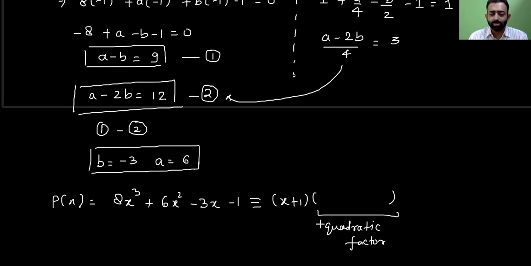Okay, now there are two ways to find out this quadratic factor. One is the long division method and another one is the shortcut method. I will go for the shortcut method, because there is some time constraint for this video too. So I need a factor of 8x cube. I have already x here, so definitely this factor has to be 8x square.